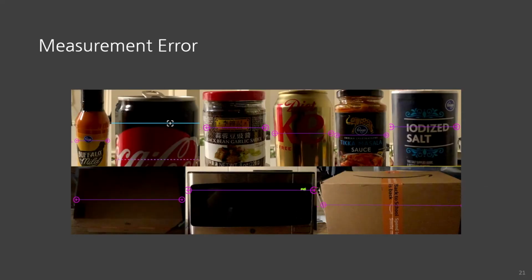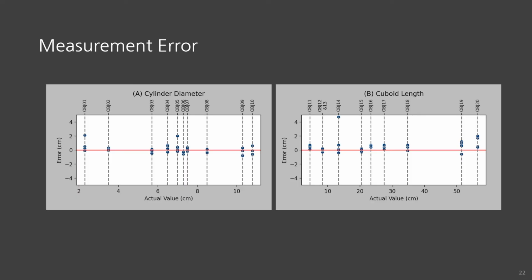We then got a diverse set of bottles and boxes and evaluated CustomizAR's performance on measuring them. We measured the diameter for 10 cylindrical objects and the length for 10 cuboid objects. As shown in this figure, the absolute measurement error is usually within 0.5 cm. The larger the object, the higher the measurement error.